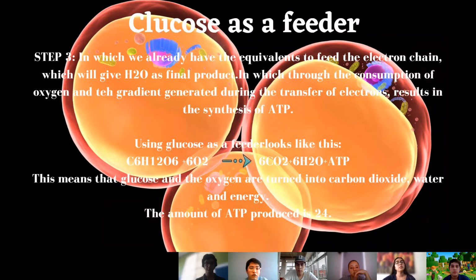And step 3 is we feed the electron chains. We can have as a result water, or H2O. Here is the formula: C6H12O6. In the result, we have 6H2O. This means that the glucose and the oxygen are turned into carbon dioxide, water, and the energy is released. So the amount of energy with glucose as a feeder is 24 ATP.